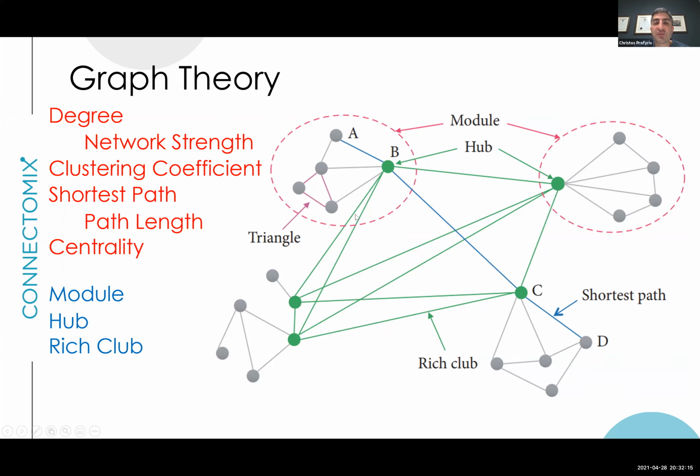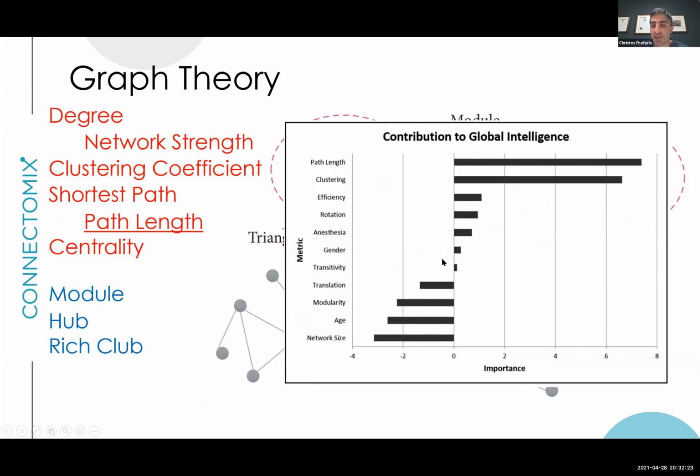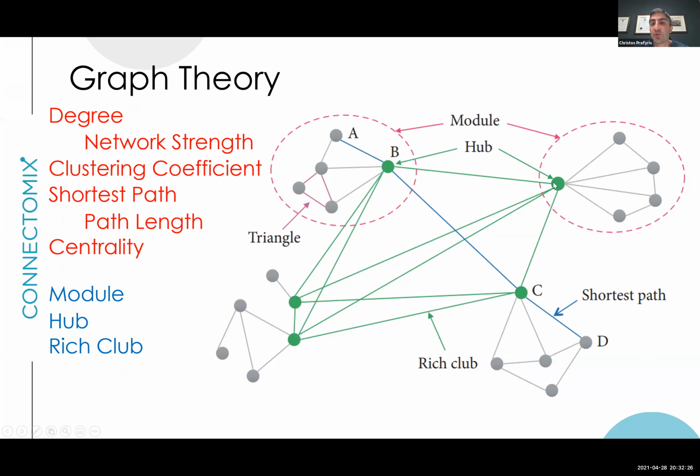Finally, another definition that we've got is a rich club. The saying is the rich get richer, and this actually applies to social networks as well, the internet and lots of other applications. But basically what we have here is a collection of hubs that are connected to each other. And because they're all connected to each other, they're making a rich club.